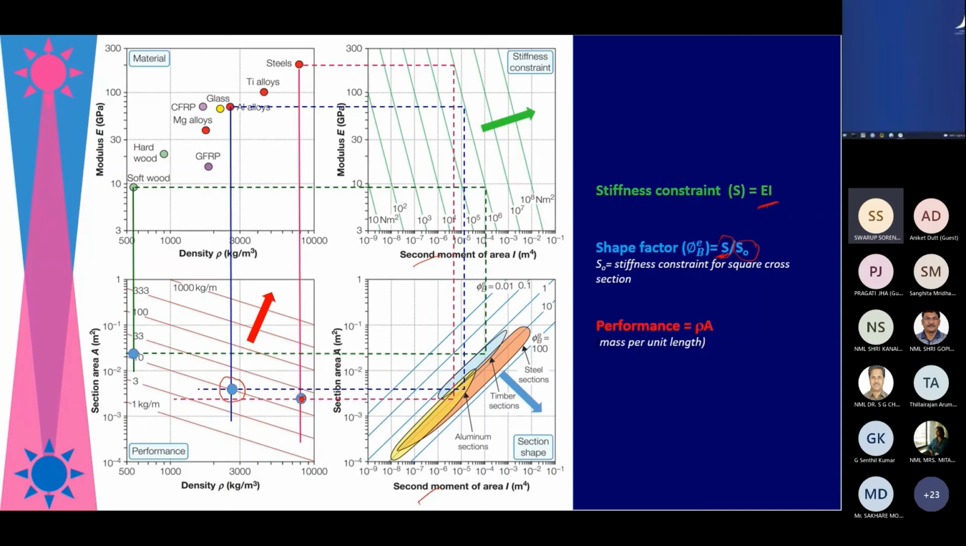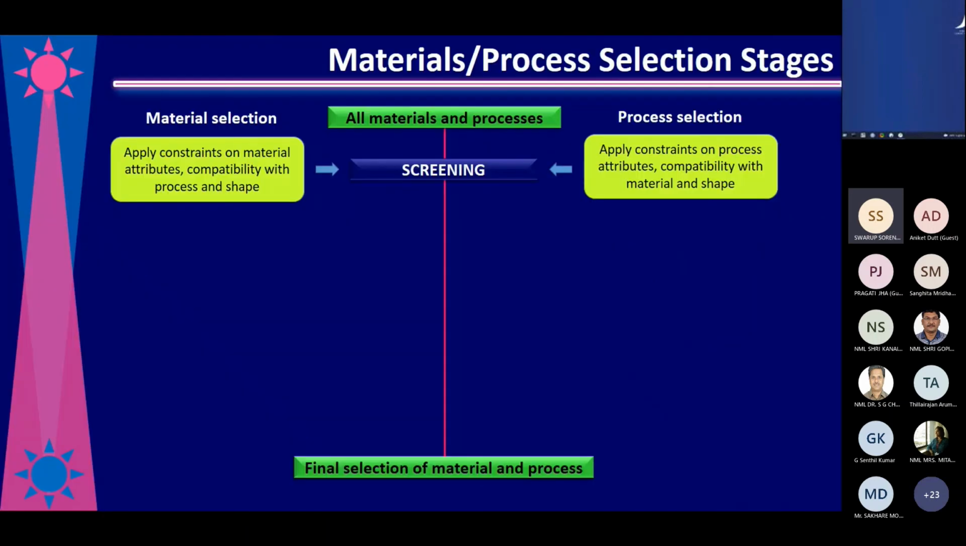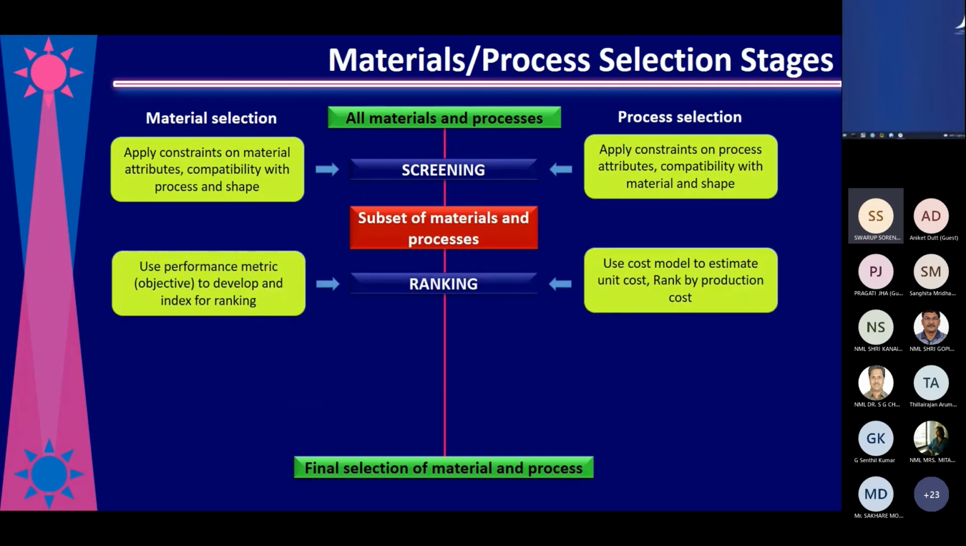So with this, I move to the next one. So materials and process selection stage. And here again is screening. I talked to you, and once we do the screening from the data, then you get a subset of materials and processes, and this subset can be ranked.